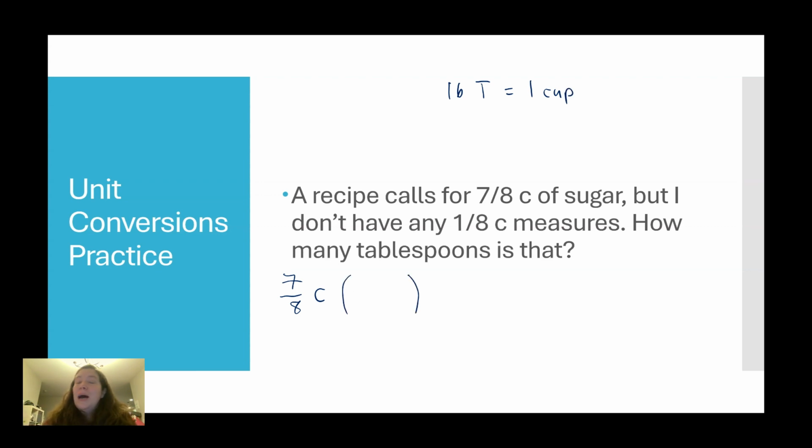Since I'm going from a cup that's bigger to a tablespoon that's smaller, I can fit way more of them. So my number should be getting bigger. 16 tablespoons per 1 cup. And we go ahead and solve. On the top, 7 times 16 is 112. On the bottom, 8 times 1 is 8. And when we simplify that out, 112 divided by 8 should give us 14 tablespoons.